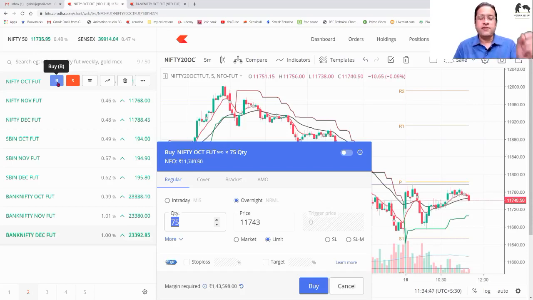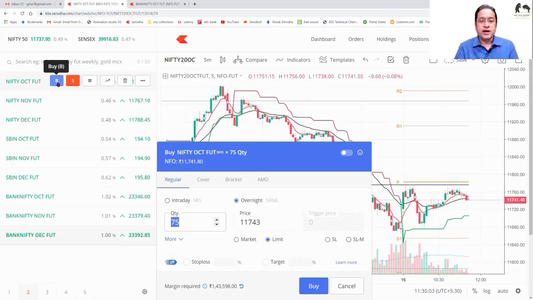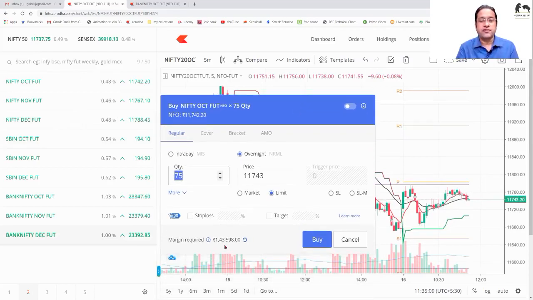Whenever I go and place an order to buy, in this screen I get comprehensive details. This is actually a lot size of 75. Currently it's available at 11,743, or as the price is moving. The margin required for this is 1,43,598, as you can see. This is the current minimum margin requirement. Now mark to market is separate.